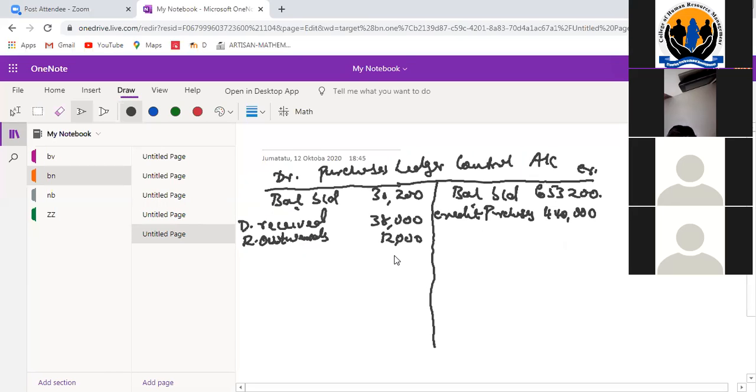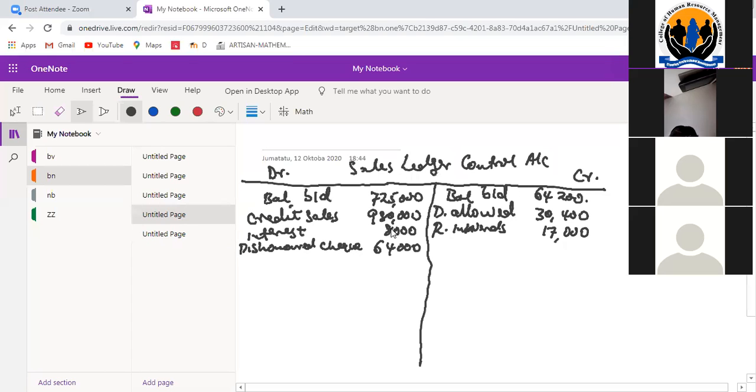Bad debts written off. It is now going to affect the sales ledger, and it is reducing the debt. Remember what we have here is what we expect to receive, the balance. But once we have confirmed that some debtors are not going to pay us, we reduce this balance to the expected amount. So you put it here as bad debts, at how much? 13,500.